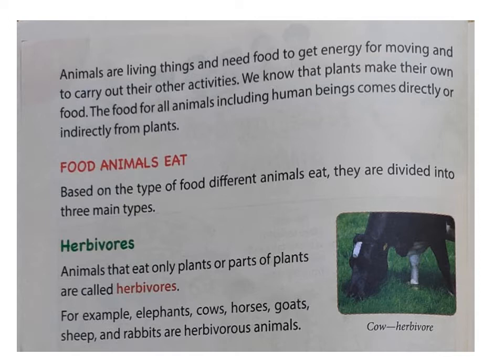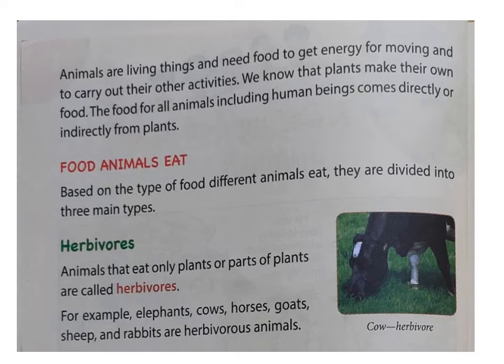So now we can see in this chapter how animals eat their food, which basically comes from plants. Based on the type of food different animals eat, they are divided into three main types or three main groups.